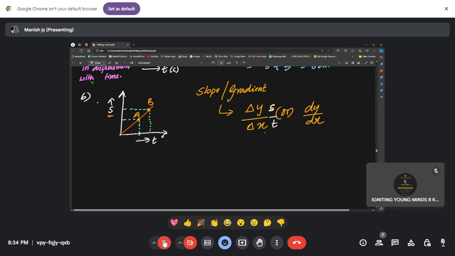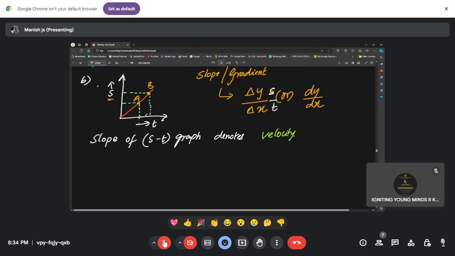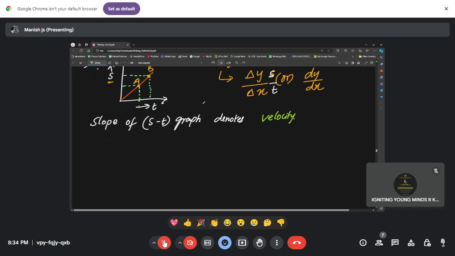Now ultimately the slope of displacement time graph denotes velocity. Why velocity? Because it is displacement upon time. The physical quantity denoted by the slope of a displacement time graph is displacement by time, which is velocity. So therefore the slope gives you the velocity. Okay. Now let us look at this.